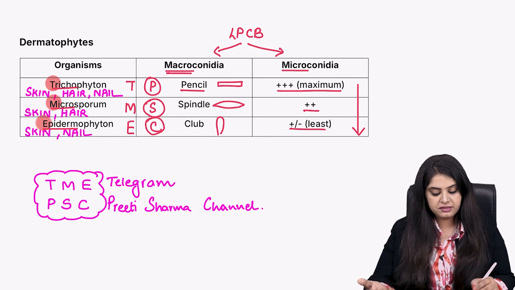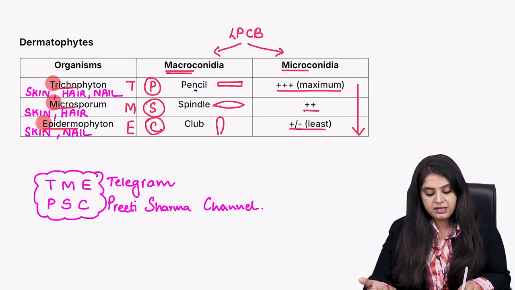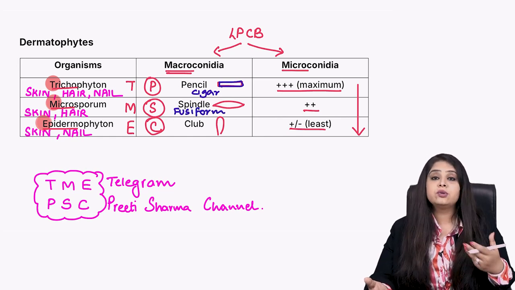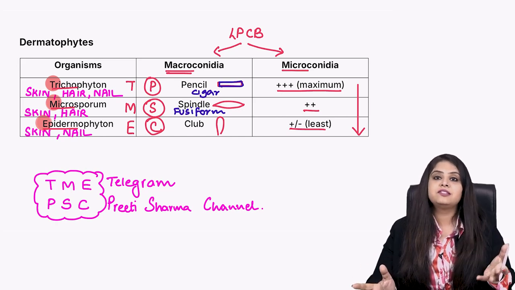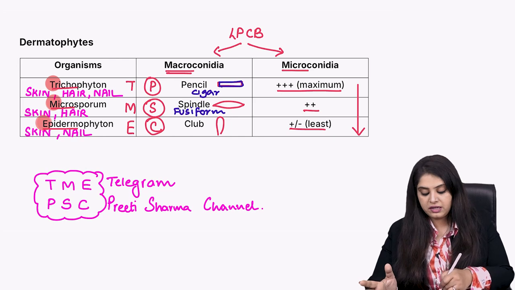Now instead of a pencil, if the examiner wants to describe it as a cigar, it means the same, because the cigar also looks like this. Instead of spindle, if the examiner wants to write fusiform, it again means the same. So you can play around with the words, but the essence remains the same. And now let's see all of this under pictures.